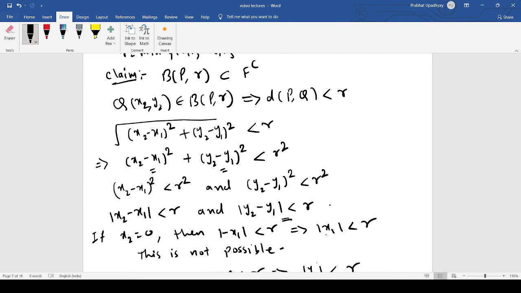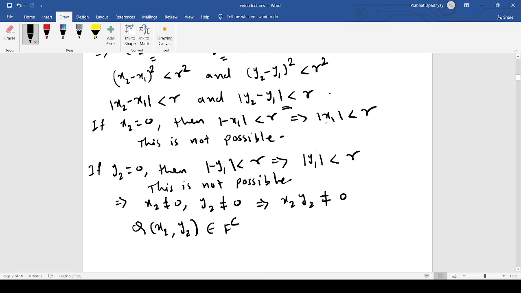So you started with any random element Q inside your open ball B(P, r) and you proved that element Q belongs to f complement, and it proves your claim that the open ball B(P, r) is a subset of f complement. And once your claim is proved, you can say f complement is open. And this will imply your f is a closed set.